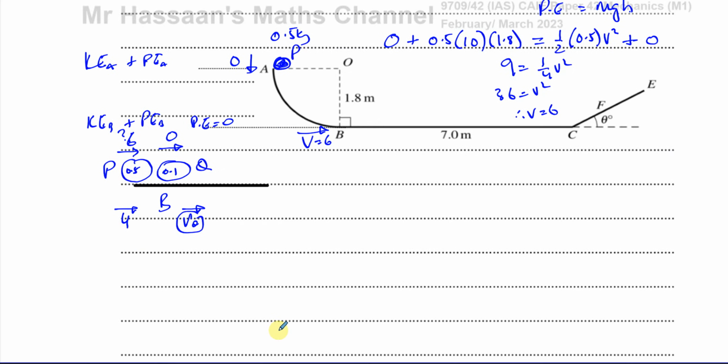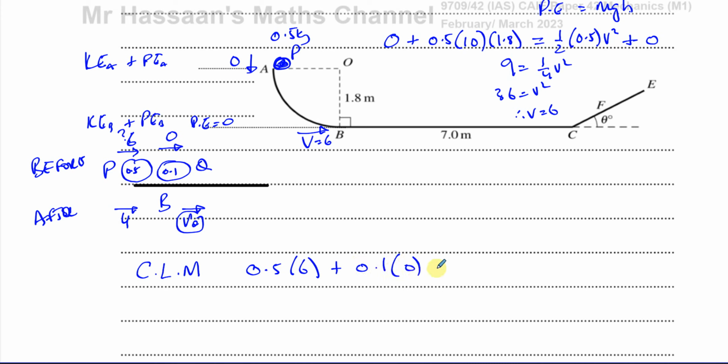So now we can use the conservation of linear momentum. We can think of what's happening before the collision and what's happening after the collision. The total momentum before the collision is the mass times the velocity of A plus the mass times the velocity of B before the collision, and that must be equal to the mass times the velocity of P after the collision, which is 0.5 times 4, plus the mass times the velocity of B after the collision, which is what we have to find.